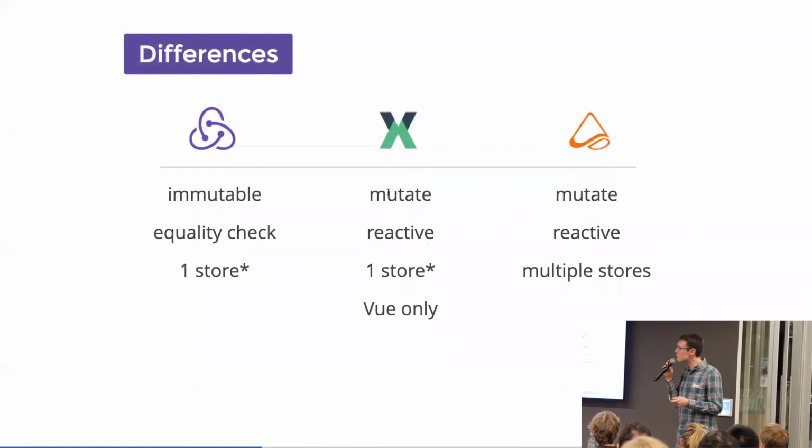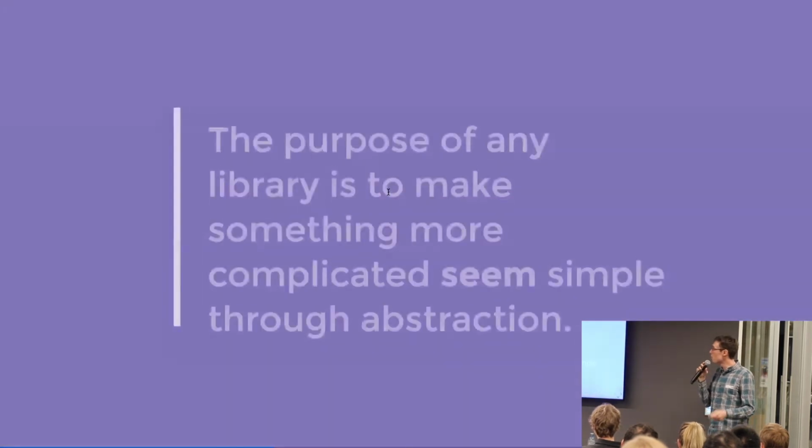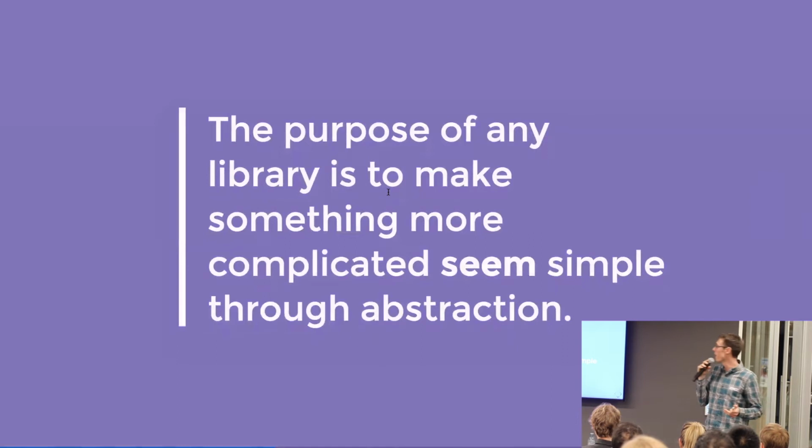There's a few differences. In Redux, we have an immutable state, which means that you have to kind of replace the whole object. You can't really mutate it. And in Redux, you do a kind of equality check for diffing instead of a reactive, observable kind of listener. And there's some differences in how many stores you have and how many view libraries you can work with. But basically, they're all good. They're all about the same. So what's important? How do you pick one if they're all good, right?